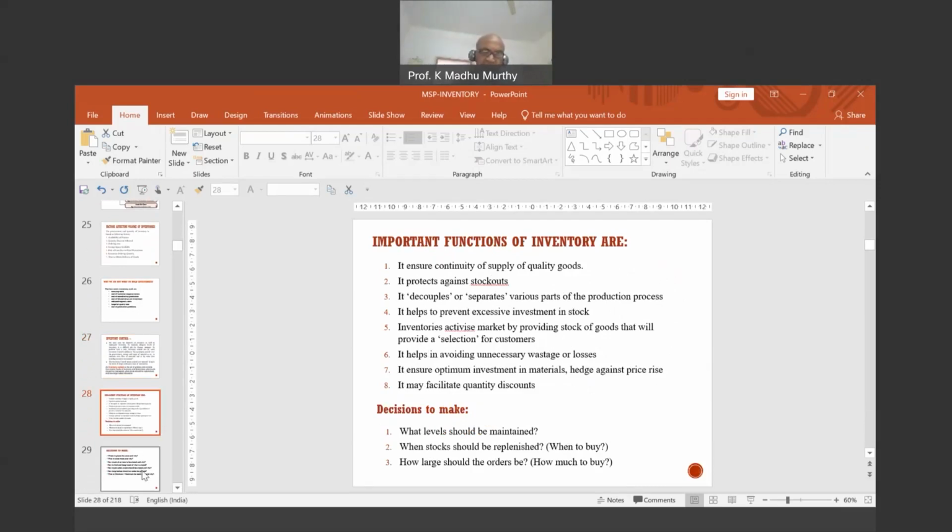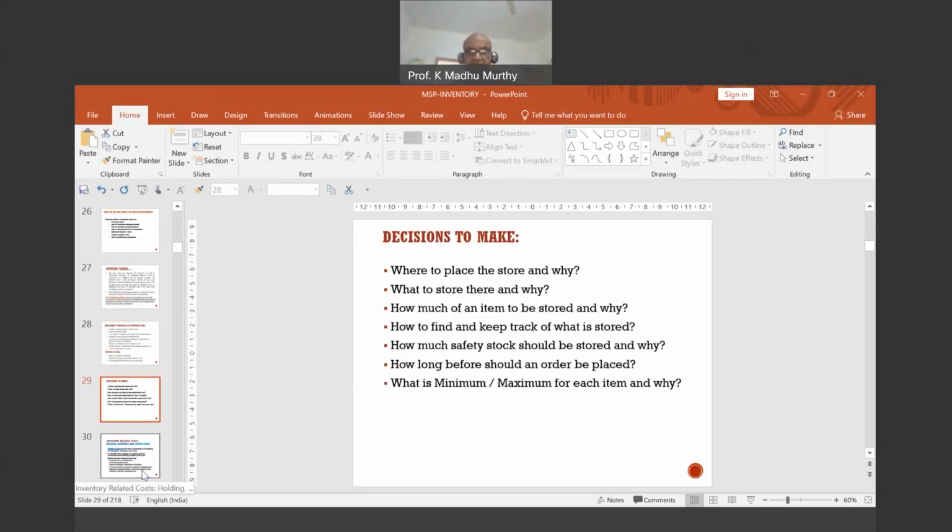So we will be coming up with some of the models this afternoon. Now, when we have a regular class, I wish to take you through some of the models that we have and the decisions that we are likely to come up with: where to place the store and why, the materials and what to store there and why, how much of an item to be stored and why, how to find and keep track of what is stored, how much safety stock should be stored and why, how long before really placing an order should we decide, and what is the minimum or the maximum quantity of each item. We have to decide so many things about ordering.